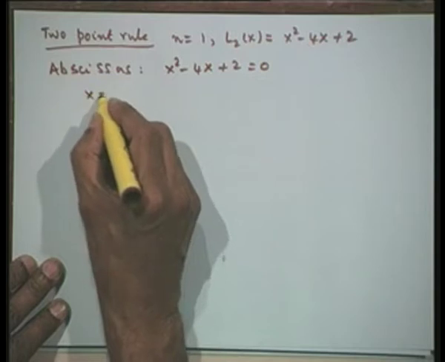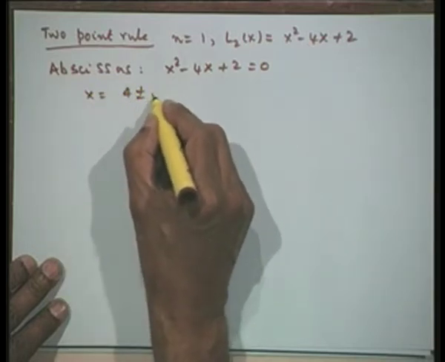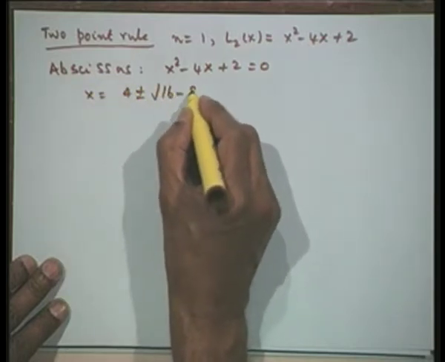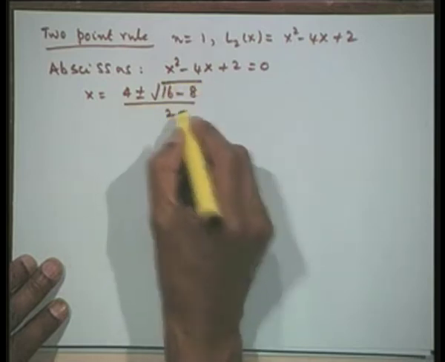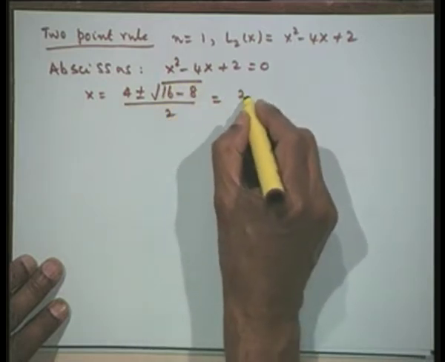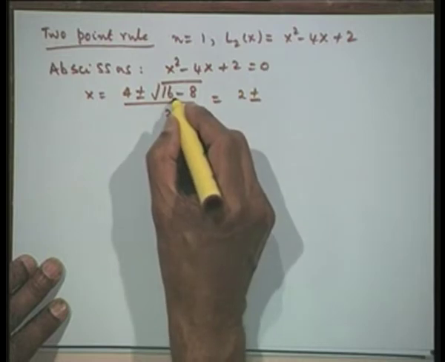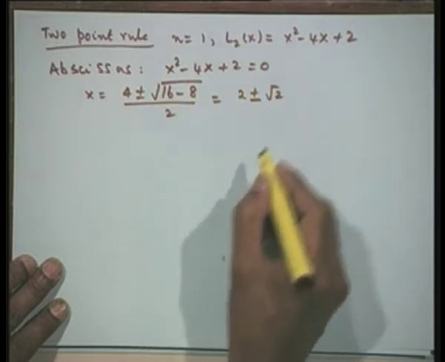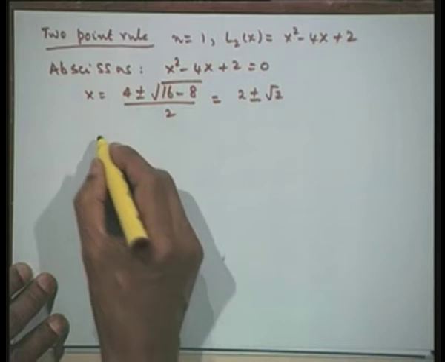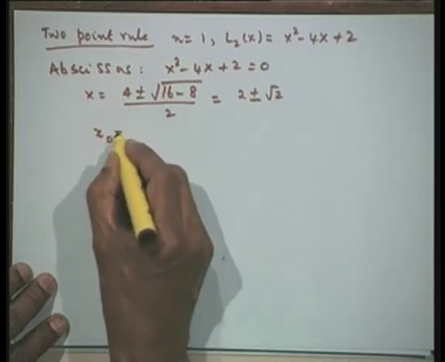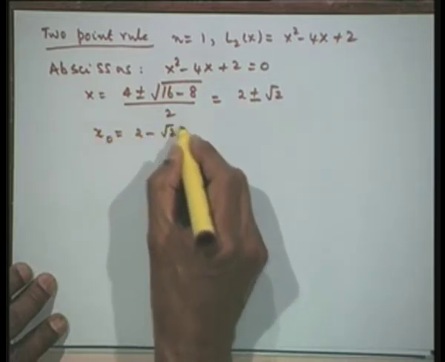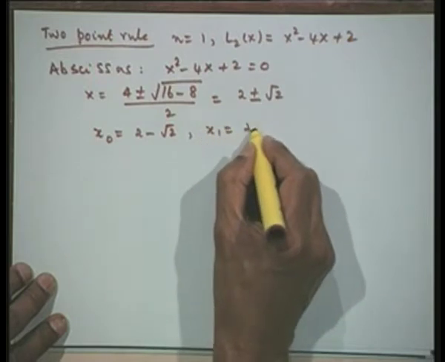So, we will have x is equal to (4 plus minus square root of b squared minus 4ac) by 2. That gives us 2 plus minus, this is 8, 2 root 2. So, we will have 2 plus minus root 2. Therefore, the two abscissas are x0 equal to 2 minus root 2 and x1 equal to 2 plus root 2.